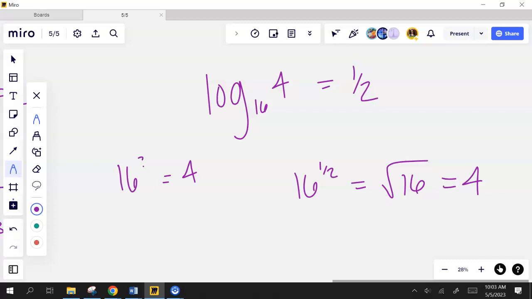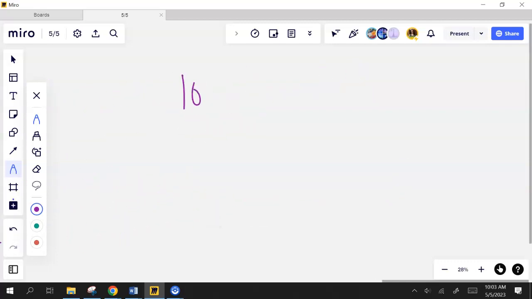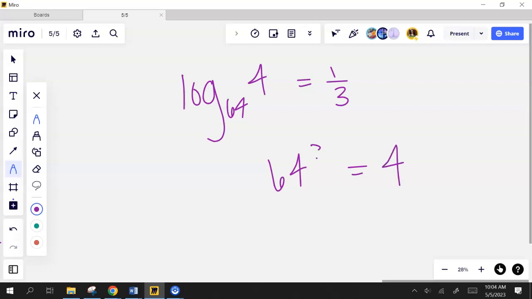Let me give you another one. Log base, let's see. That's exactly right. 64 to the what power gives you 4? Well, the only way to make it smaller like that, but not in a fraction, is I'm going to have to take a root, right? What root could you take to get back to 4?